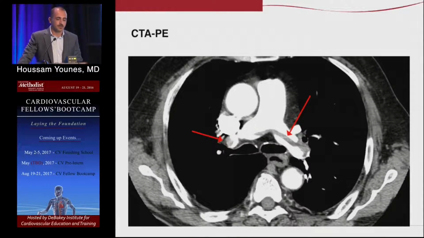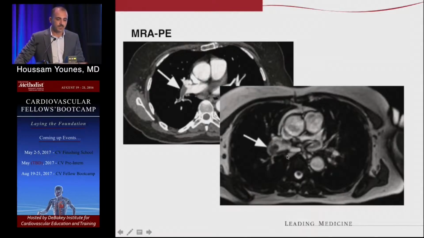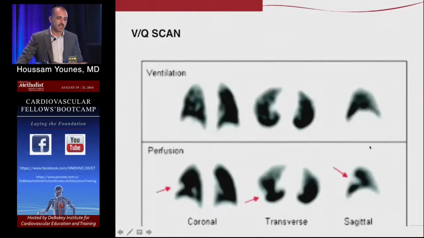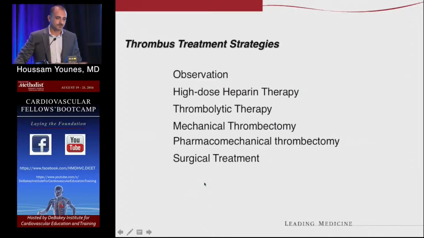This is an example of PE on CTA. You see the thrombus filling the right and left pulmonary artery with a piece lodging distally. This is MRA. Do you see the PE where the arrow is? And this is the VQ scan where you see ventilation is normal. However, areas of the lung are not perfused, which causes ventilation-perfusion mismatch.